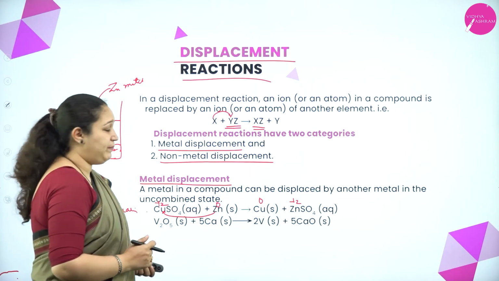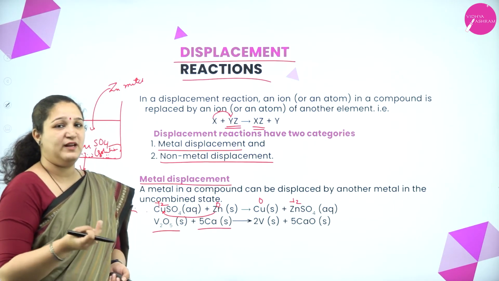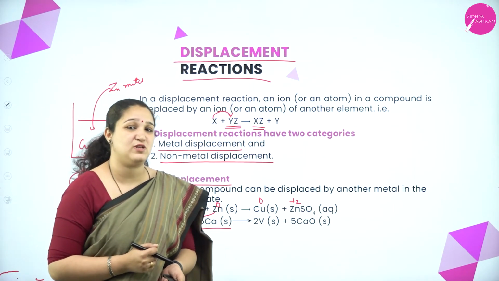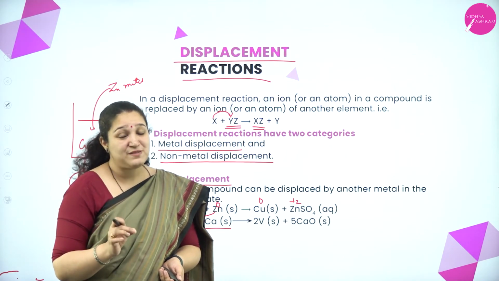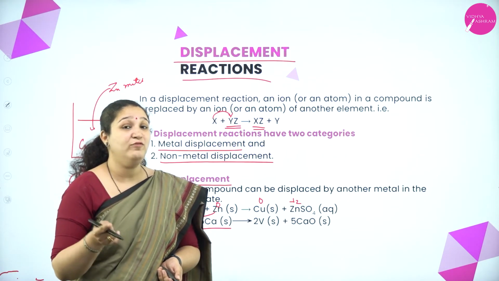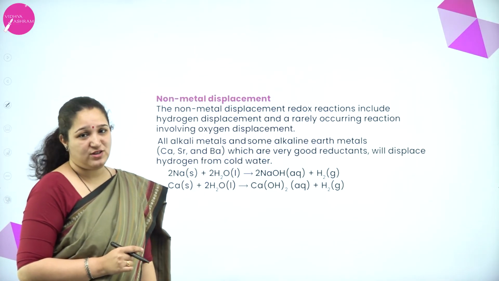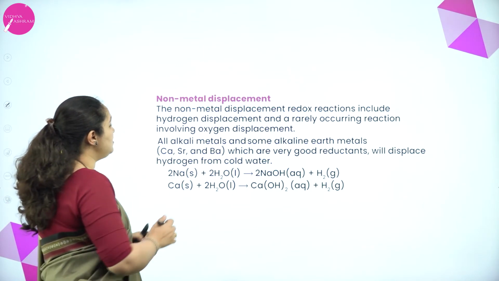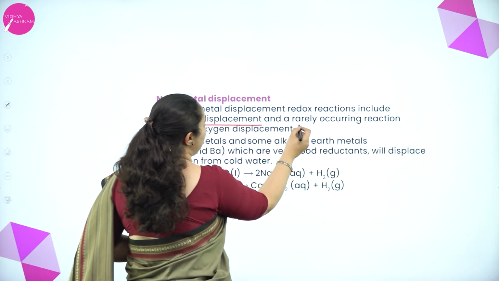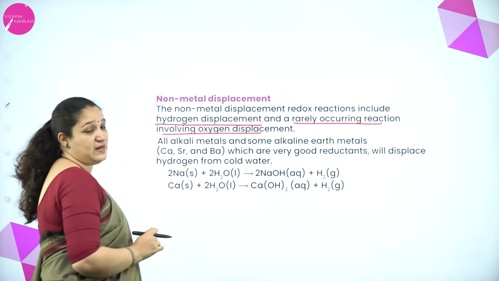Same way with vanadium pentoxide. Vanadium pentoxide you take, add calcium, you will get vanadium will be precipitated and calcium oxide will be formed. So I hope you have understood today's displacement reaction of metal. Now next we have is non-metal displacement reaction. Now under non-metal displacement reaction, it includes hydrogen displacement and a rarely occurring reaction involving oxygen displacement.